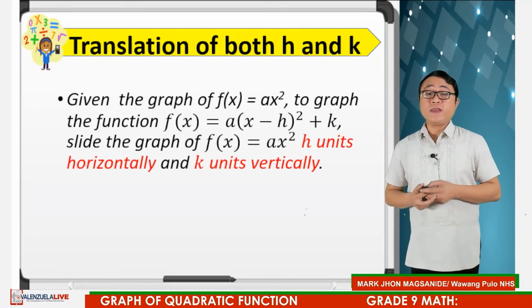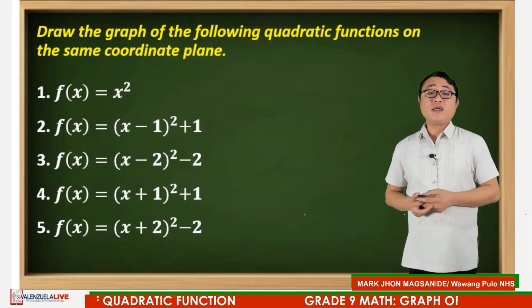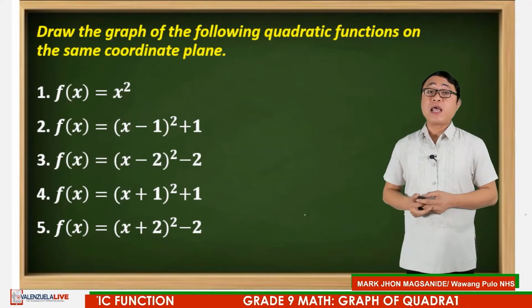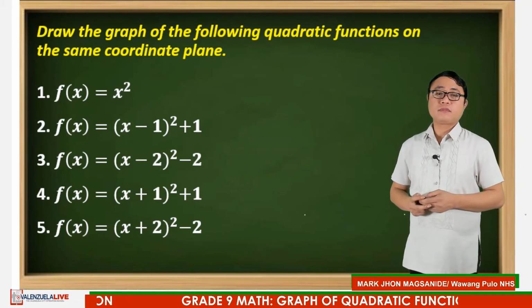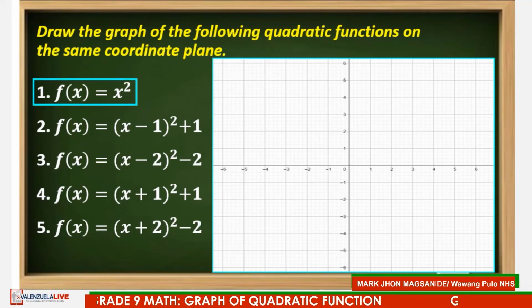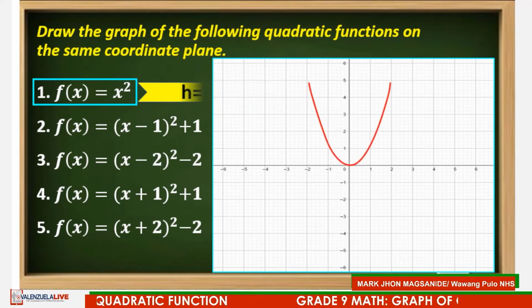To illustrate this, let us have this example. Draw the graph of the following quadratic functions on the same coordinate plane. So using this parabola, for f(x) equals x squared, since h is equal to 0 and k is equal to 0, the vertex is the point of origin. The graph is this.